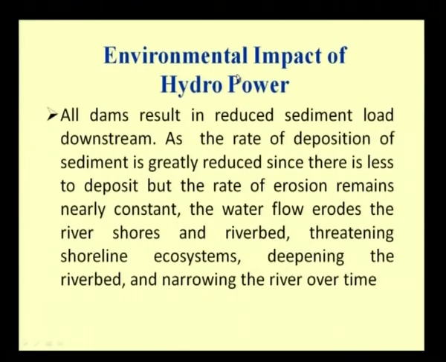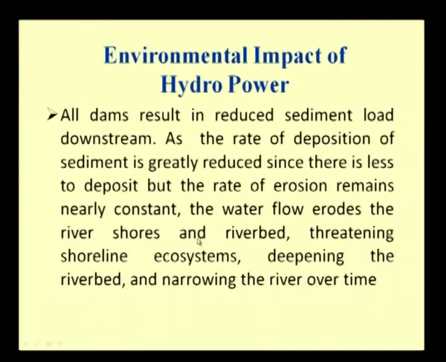In the last slide we discussed the environmental impact of hydropower, and all the dams are resulting in reduced sediment load downstream, because in the upstream there is an overload and in the downstream there is less deposition. Therefore, the rate of erosion remains nearly constant, and the water flow erodes the river shores and river bed, threatening shoreline ecosystems, deepening the river bed and narrowing the river over time.